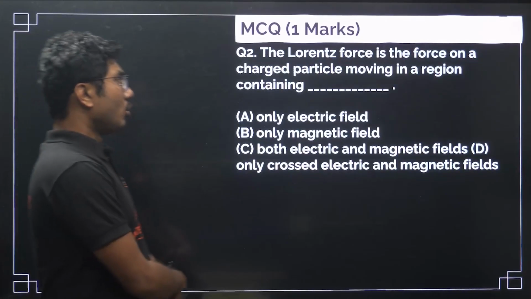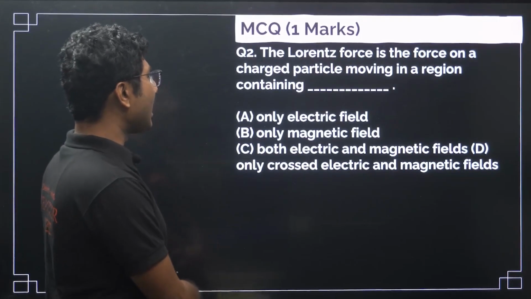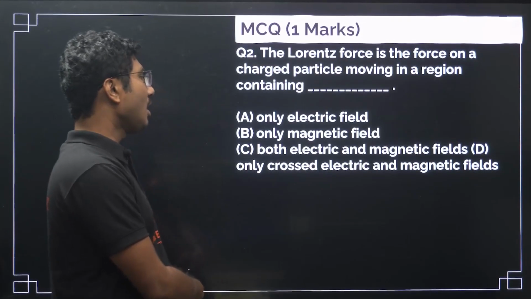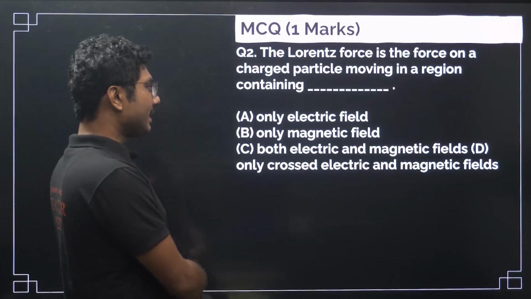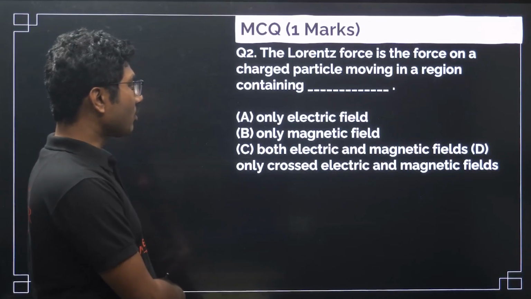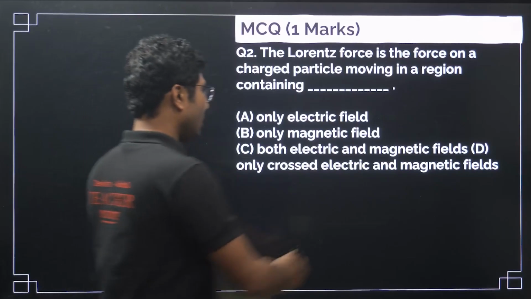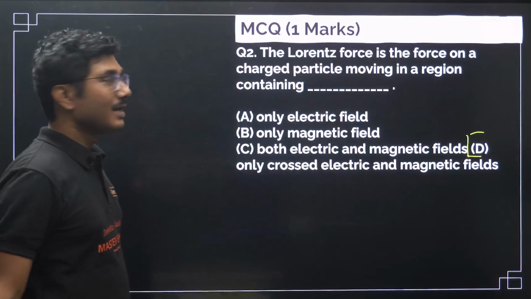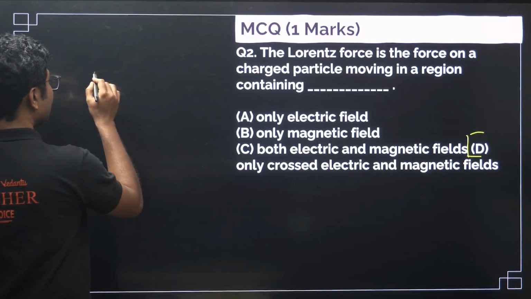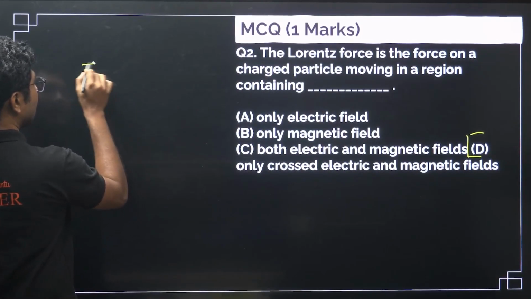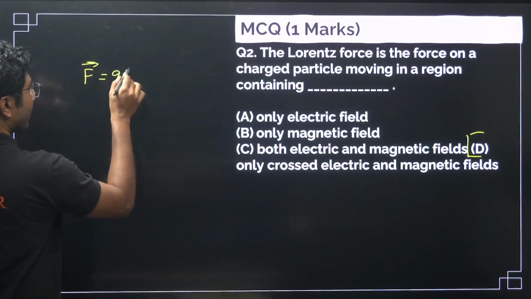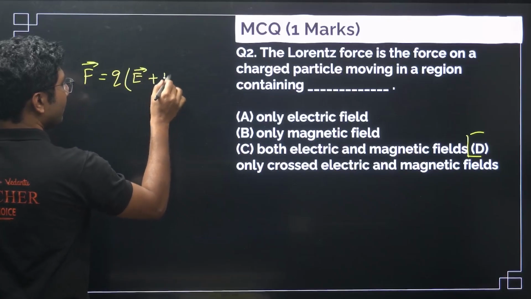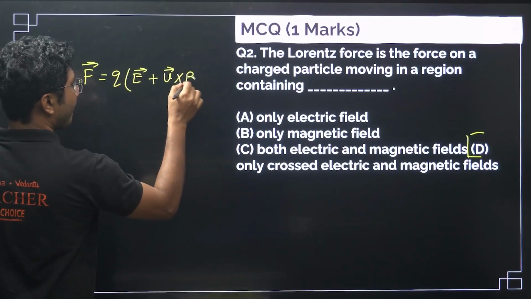Now, Lorentz force is the force on a charged particle moving in a region containing only electric field, only magnetic field, both electric and magnetic field, or only crossed electric and magnetic fields. So option D should be here anyway. So you have to understand that Lorentz force is given by, what is the expression for Lorentz force? Q into E plus V cross B.